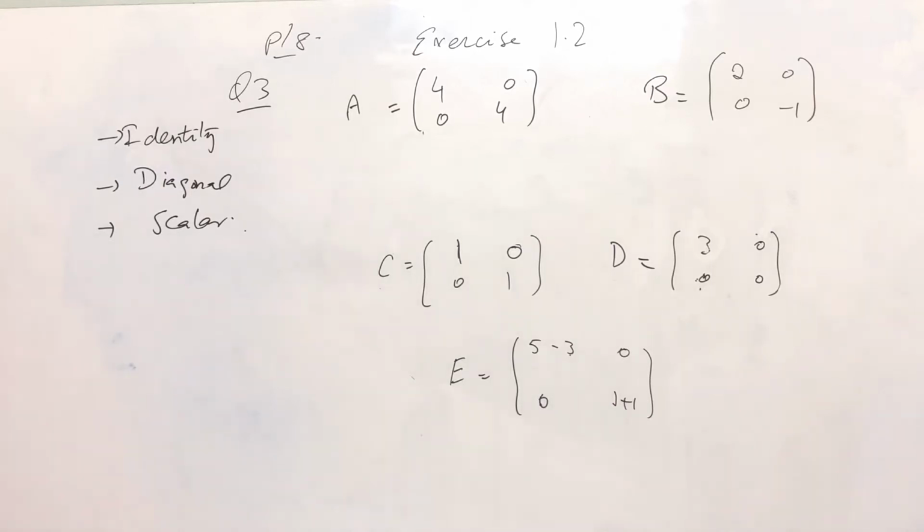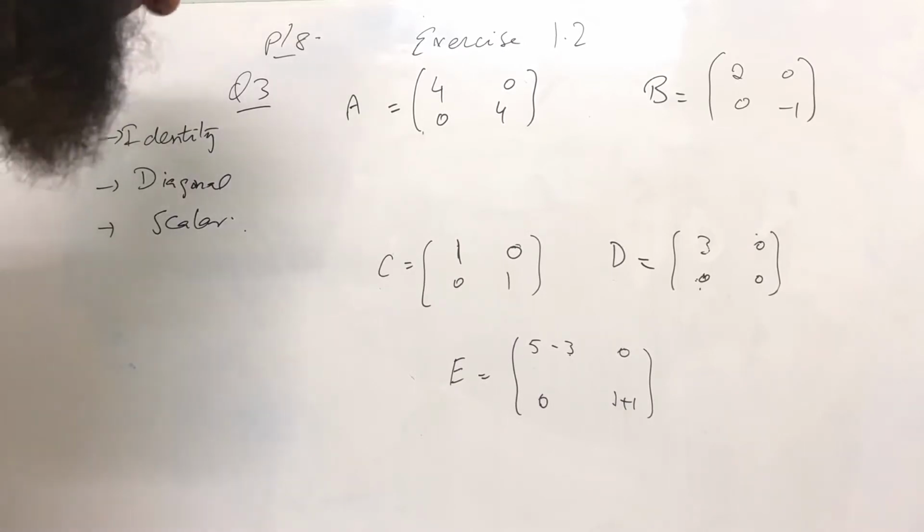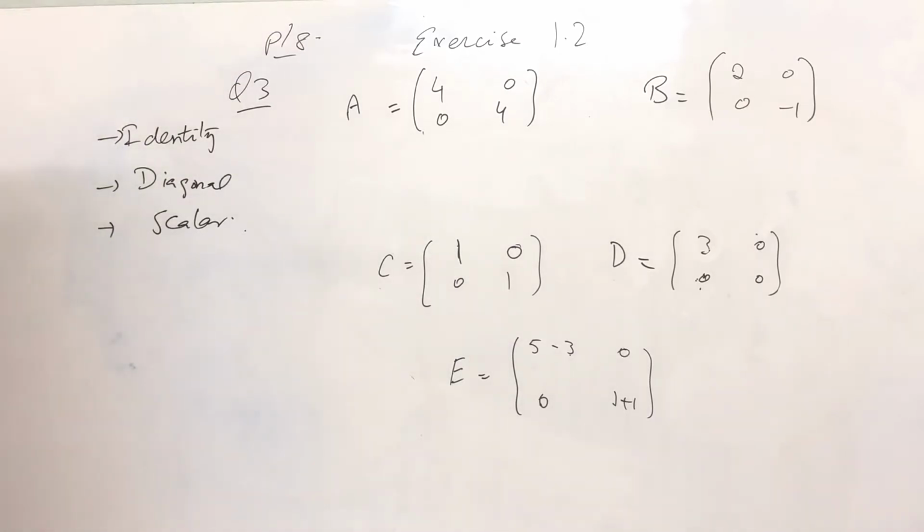Bismillahirrahmanirrahim. Now we'll be doing question number 3, exercise 1.2. This is on page number 8. The statement is: from the following matrices, identify diagonal, scalar and unit or identity matrices. So we need to find out diagonal matrices, scalar matrices and identity matrices.